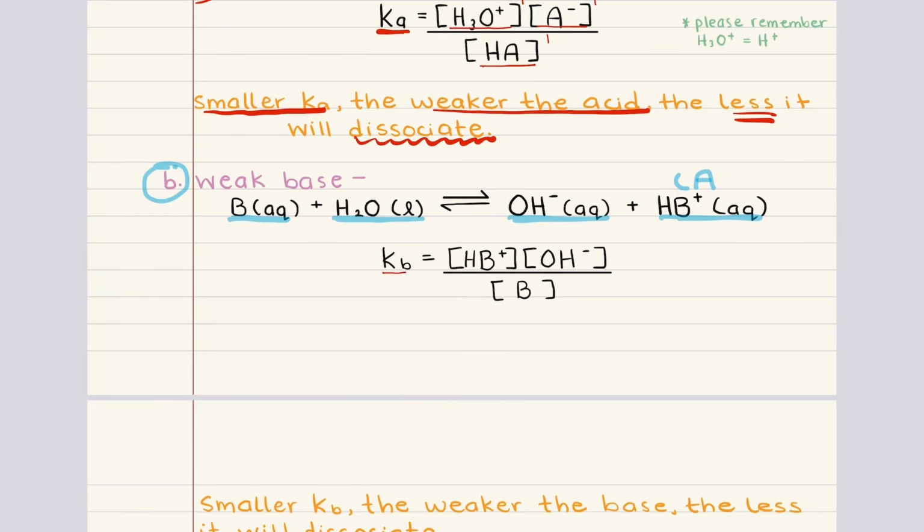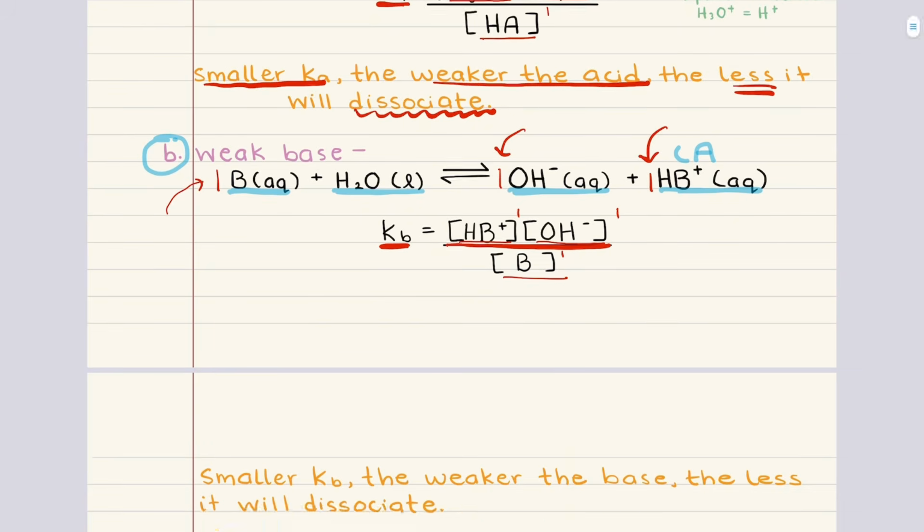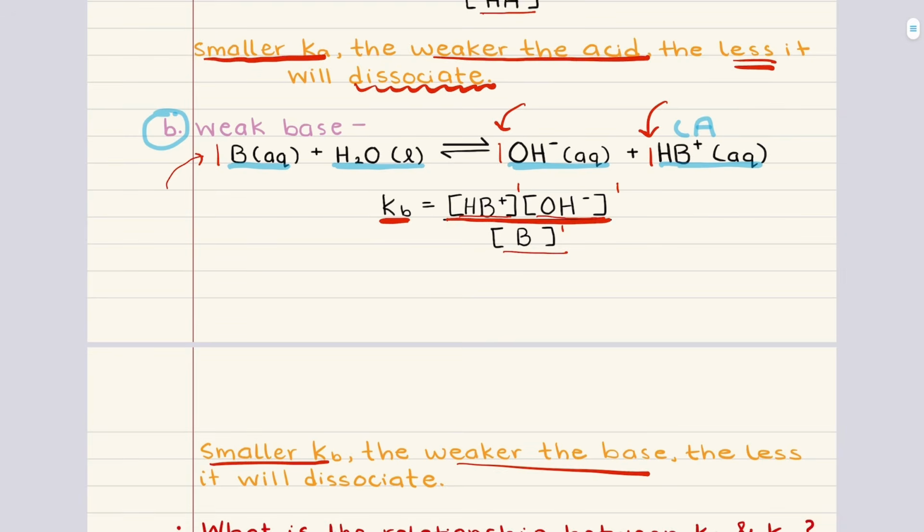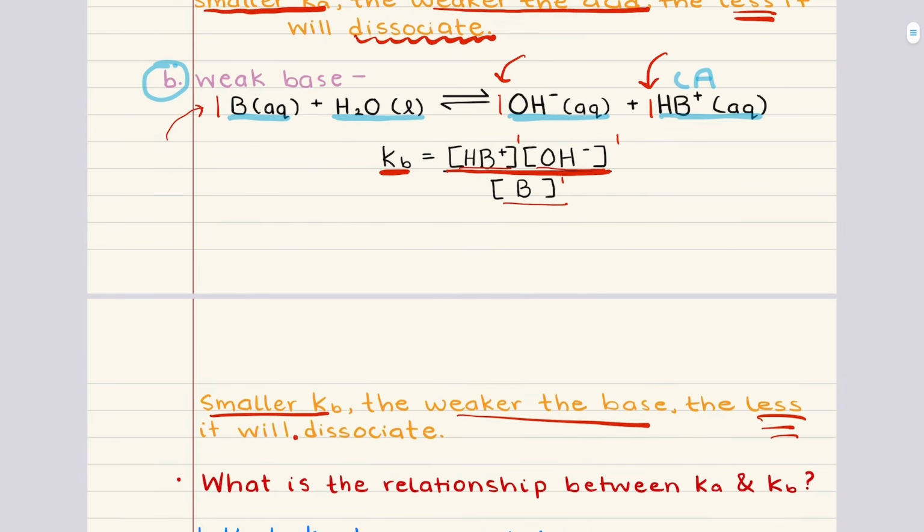We define the base dissociation constant Kb as the concentration of the conjugate acid raised to the power 1 times the concentration of hydroxide, also raised to the power 1, divided by the concentration of the unreacted base, also to the power 1. We get those values from our stoichiometric coefficients directly from our reaction. And just like before, a smaller Kb means a weaker base because less dissociation occurs.